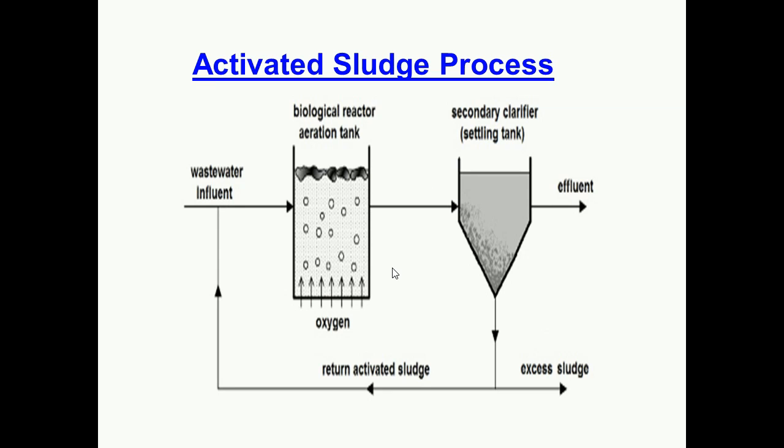On the right side, we are observing the effluent is collected outside. The excess amount of sludge is collected outside at the bottom. The return activated sludge is returned into the waste influent and then enters the biological aeration tank.